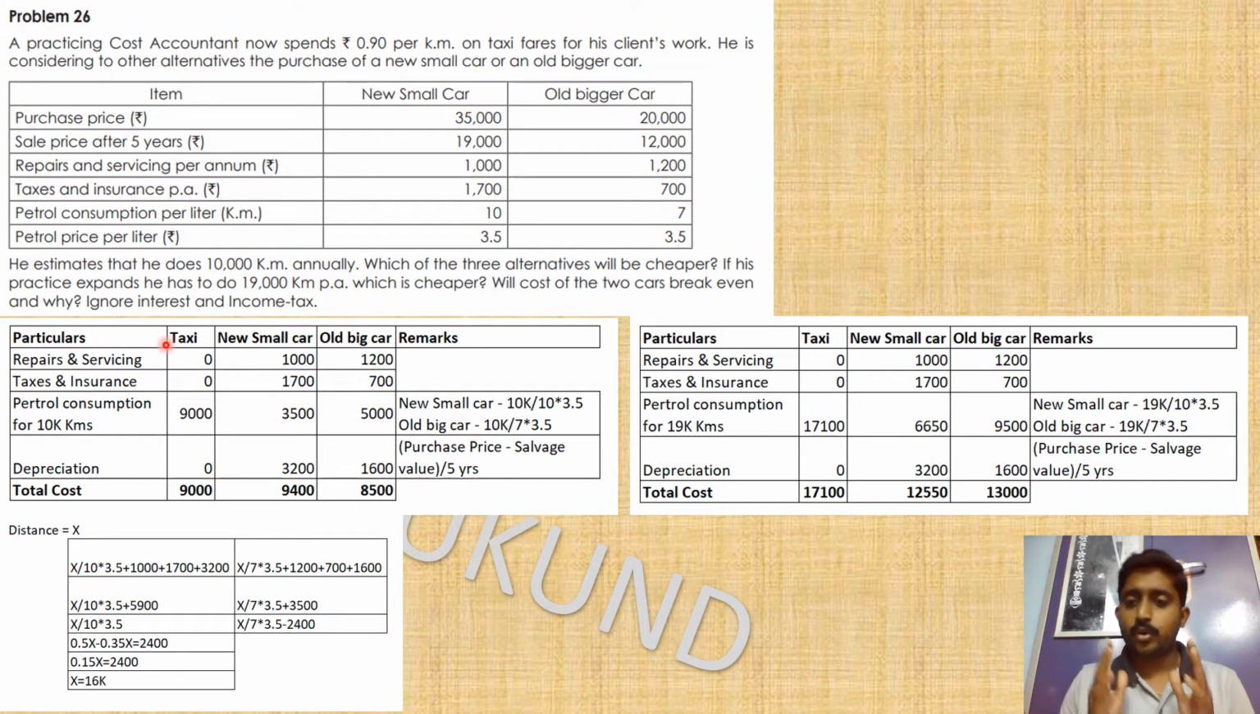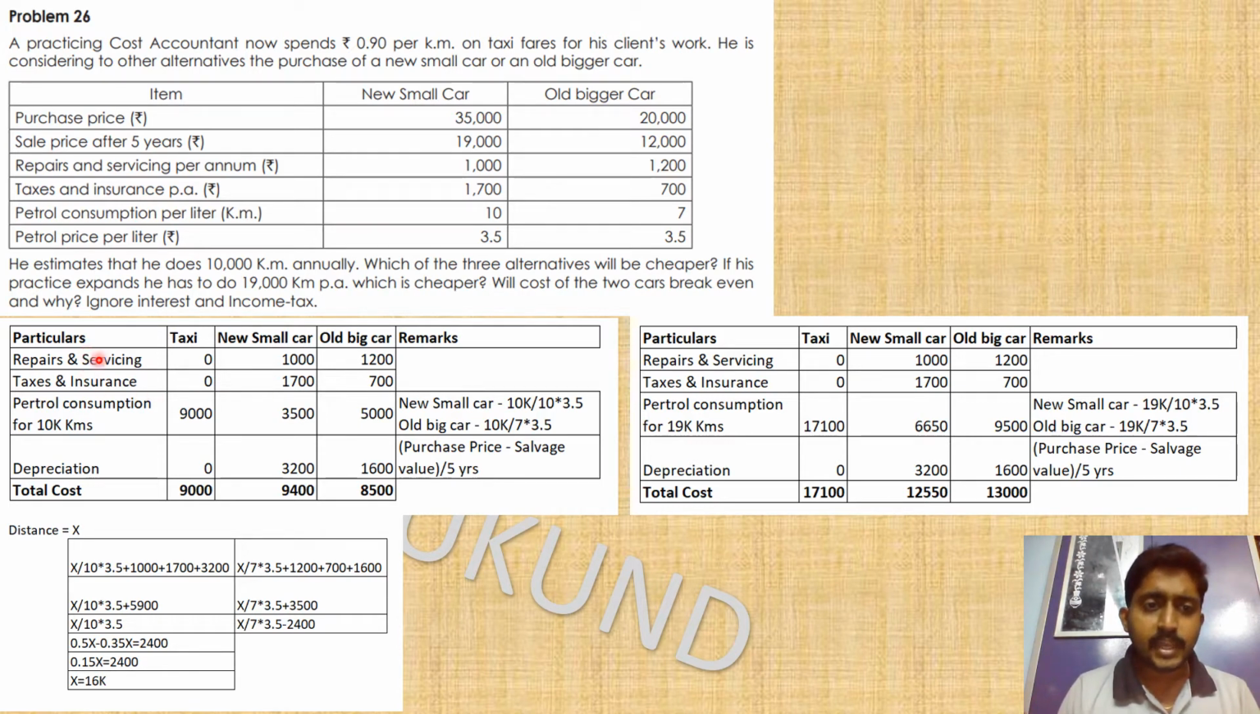So now you are a cost accountant, you are traveling 10,000 kilometers per annum, and you have three options to go: either by taxi, or going by a new small car, or an old bigger car. So we have to analyze these three. We are going to analyze the full cost of these three. Whichever is better for us, we are going to choose it. Let me put a column for particulars, and taxi, what is the cost of the taxi, what is the cost of the new small car, and what is the cost of the old big car.